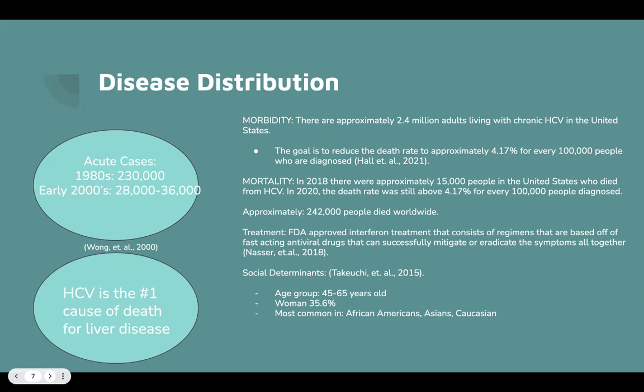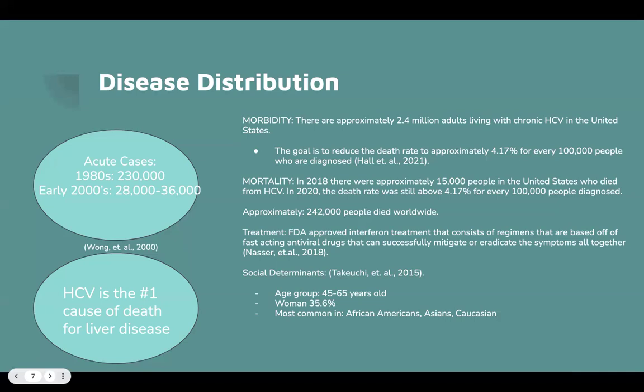That number decreased significantly by the early 2000s, and now it's only about 28,000 to 36,000 acute cases, which is usually not because of blood transfusions, but more so people having unprotected sex or being infected from another source, such as sharing needles for drugs or even in a medical setting. HCV is known as the number one cause of death for liver disease because it does cause cirrhosis of the liver, and it is the most common thing that affects the liver.